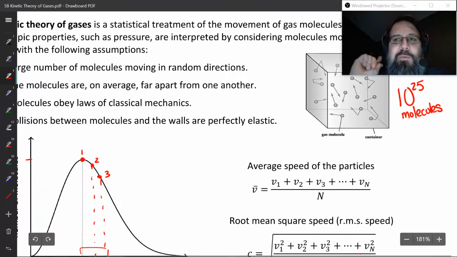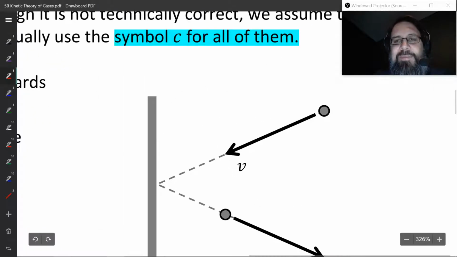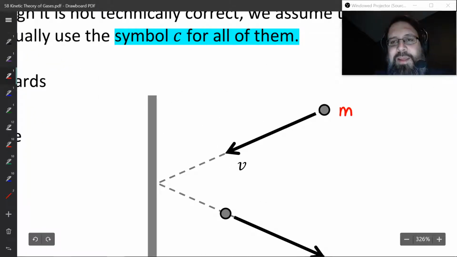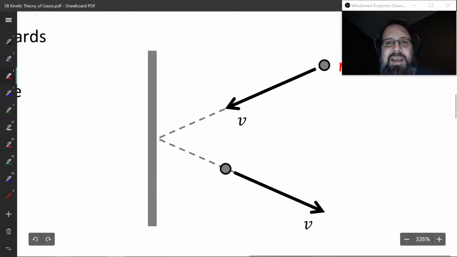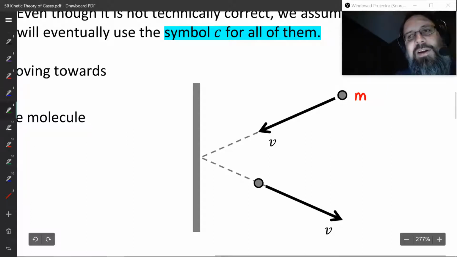Okay, before we get into thinking about all the particles and modeling all the collisions, I just want to look at one collision. So let's consider a single particle, and the particle is going to have mass m. This particle comes flying in and hits the wall of the container. And so we just want to look at what happens when this particle hits the wall of the container.